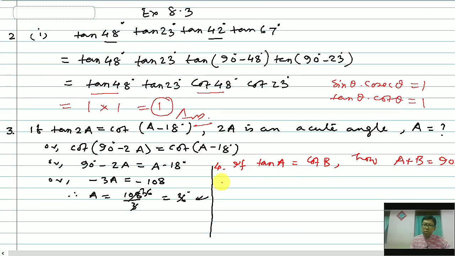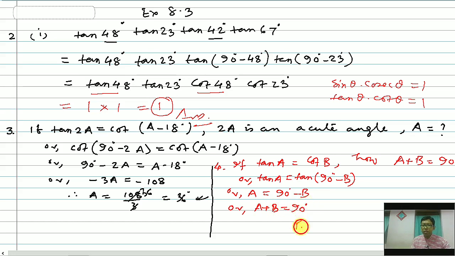Very simple. From this one, tan of A is equal to cot of B. So you can write tan A is equal to tan of 90 degree minus B, isn't it? Because 90 degree minus B and B are complementary angles. So you can write this one. From both sides you can withdraw tan, so that you are getting A is equal to 90 degree minus B. Or if you change side, you will get A plus B is equal to 90 degree. So this is your required proof.